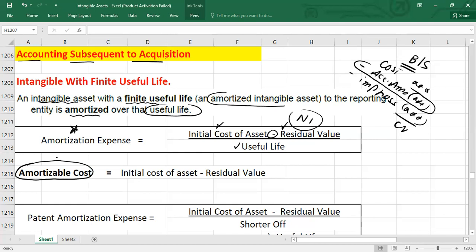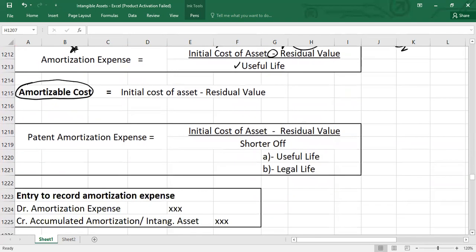Amortizable cost means that this cost needs to be amortized over its useful life. But when you want to amortize a patent, you have to memorize this formula. If you want to calculate the amortization expense for a patent, you will take the initial cost of the asset which you have initially capitalized, minus a residual value, if any. Again, we have a note here that I will explain. Divided by the shorter of useful life and legal life. For example, your asset might have a useful life of 10 years, but it might have only a legal life of 6 years because you got the patent for only 6 years. So you should amortize over 6 years.